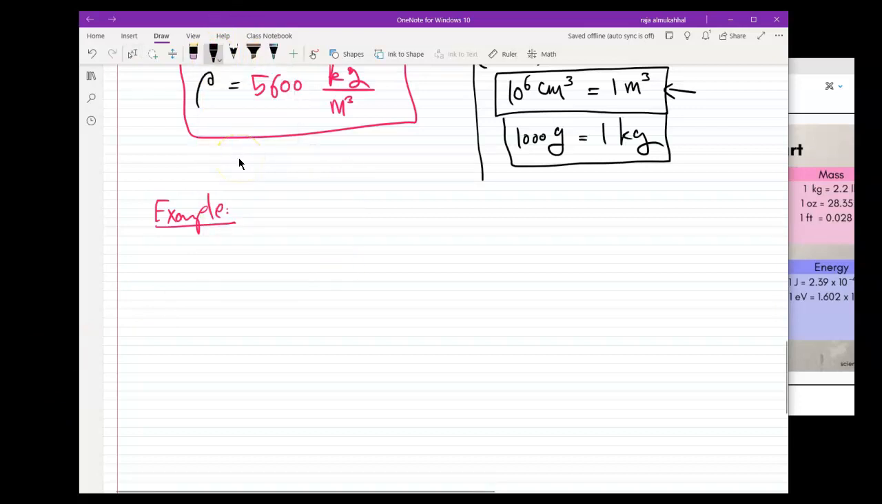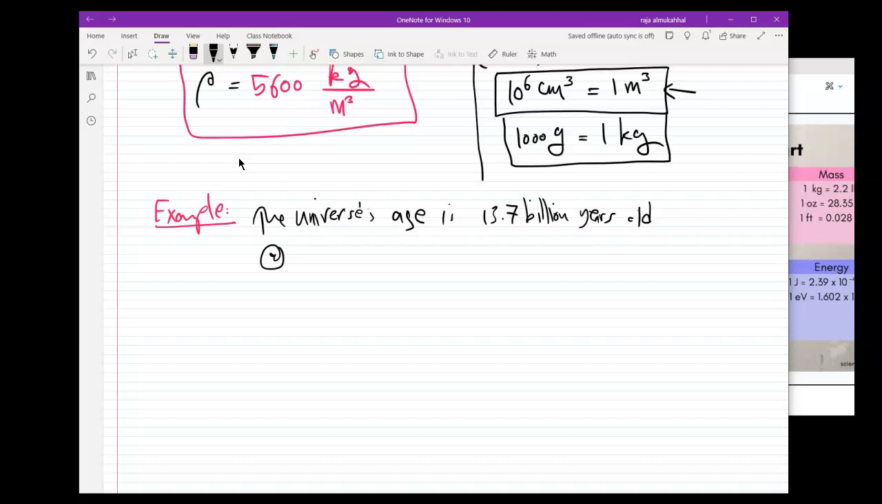Okay, the question says, if the universe's age is 13.7 billion years old. There are two parts to the problem. The first: what is the age of the universe in seconds?